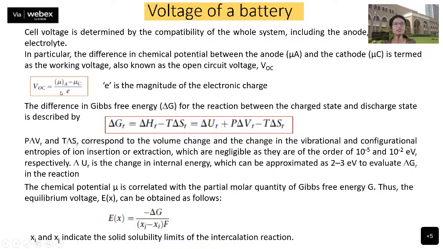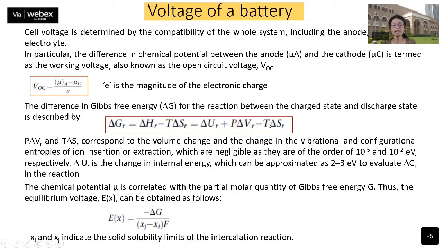So this VOC is given by mu A, the chemical potential of the anode, subtracted by the chemical potential of the cathode, and divided by e, the magnitude of the electronic charge. This is your VOC. Now the difference in Gibbs free energy for the reaction between the charge state and the discharge state of the battery is given by delta H minus T delta S, which is nothing but delta U plus P delta V minus T delta S for this particular reaction.